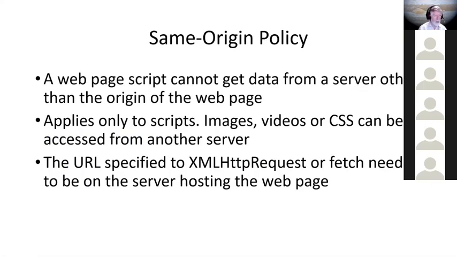Now when you go to get something, particularly with an XML HTTP request, you need to go to the same server from which the web page originally came. In other words, you have the origin web server. If you type in the beginning URL, www.acme.com/mypage.html, then XML HTTP request makes requests to the www.acme.com website and not other websites.